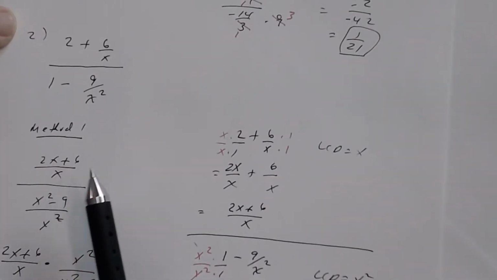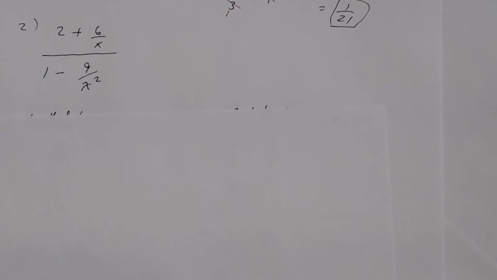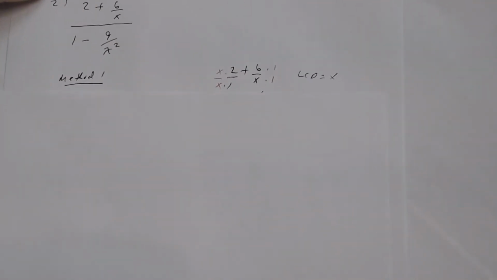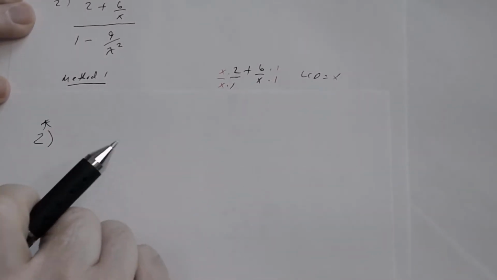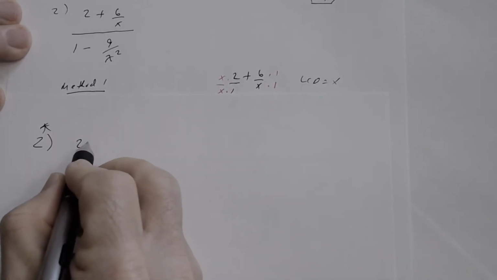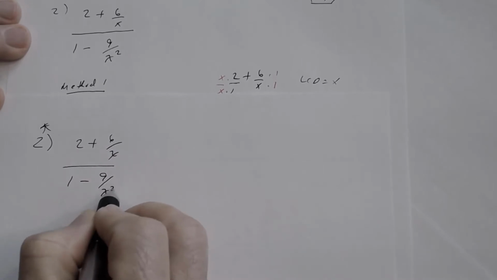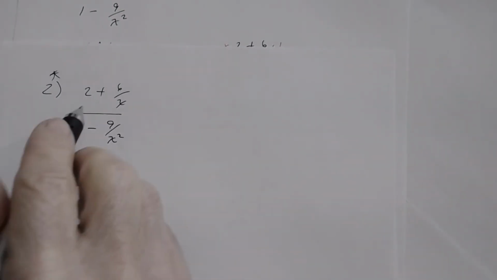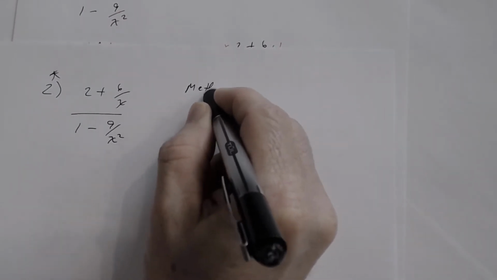Okay, now let's do method 2. So let's do the same problem, but this time we're going to use method 2. So let me go ahead and rewrite this over. Let me make this a little bit smaller. All right, so let's rewrite the problem. So this is 2 plus 6 divided by x, divided by 1 minus 9 divided by x squared. And this is method 2 now.